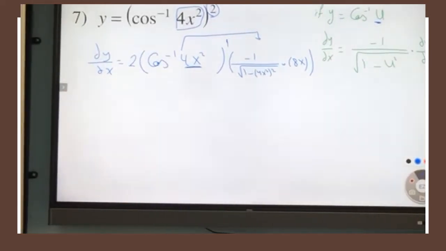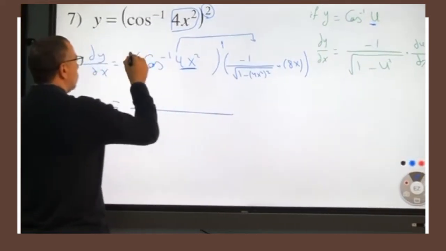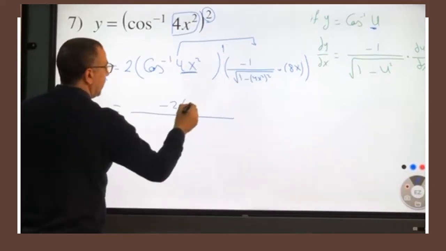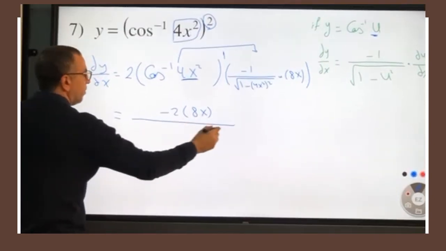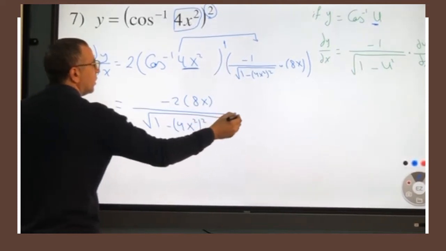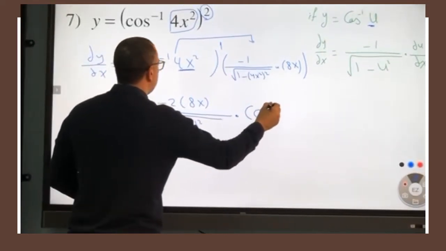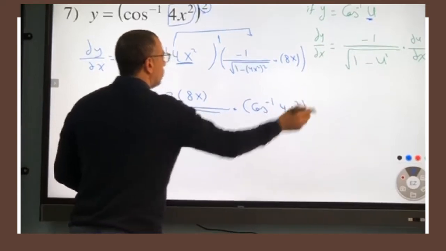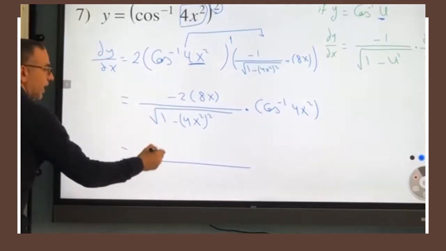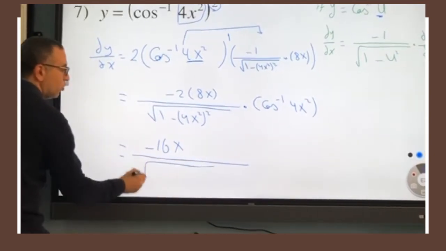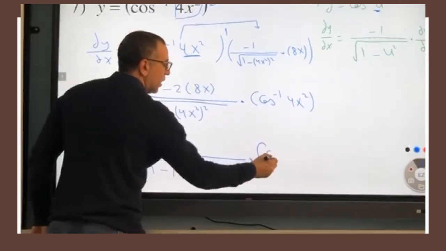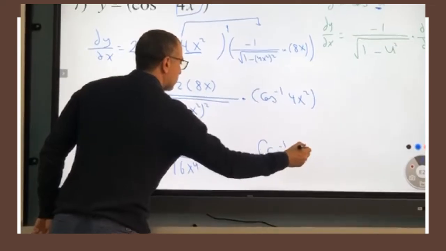Now, let's simplify it. 2 multiplied by negative 1 is negative 2, multiplied by 8x divided by root of 1 minus (4x squared) all to the power of 2, multiplied by cosine inverse of 4x squared all to the power of 1. You don't need to write it. But you can simplify it more to be negative 16x divided by root of 1 minus 16x to the power 4, and cosine inverse of 4x squared.